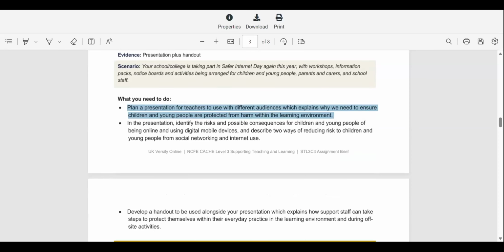In the presentation, you need to identify the risks and possible consequences for children and young people being online and using digital mobile devices, and describe 2 ways of reducing risk to children and young people from social networking. So that is the first part of it.